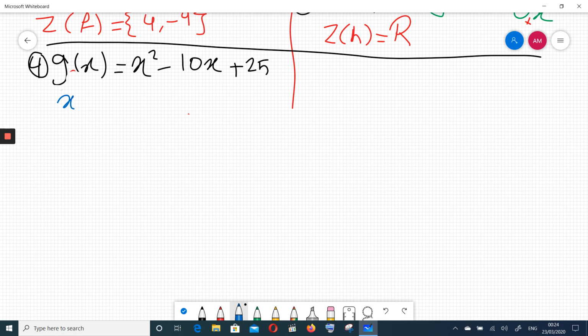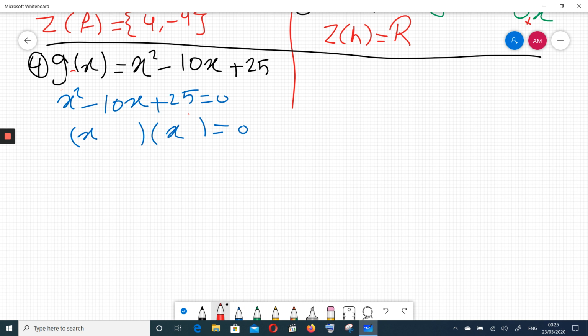x power 2 minus 10x plus 25 equals 0. We open two brackets: x and x. The last sign is positive, so both signs in the middle are the same, negative and negative. 25 is going to be 5 times 5. Oh, the two brackets are the same, so we only use one bracket: x minus 5 equals 0. This is negative, so we take it to the other side to be positive, and x is going to be 5.